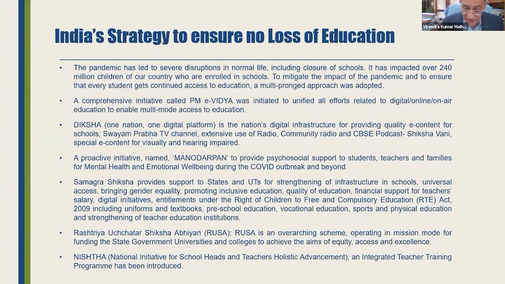The pandemic led to severe disruptions in normal life, as a result of closure of schools, and it impacted over 240 million children of our country who were enrolled in schools. But a multi-pronged approach was adopted. Certain initiatives such as PM eVidya were initiated to unify all efforts related to digital, online, and on-air education to enable multi-mode access to education. Diksha, One Nation, One Digital Platform, is the nation's digital infrastructure to provide quality e-content for the school. Swayam Prabha TV channel, extensive use of radio, community radio, and these things were undertaken. And Samagra Shiksha also was undertaken with the support of states and union territories in the country.